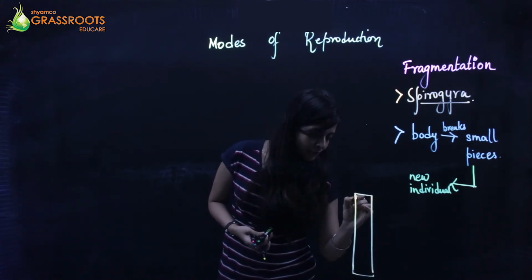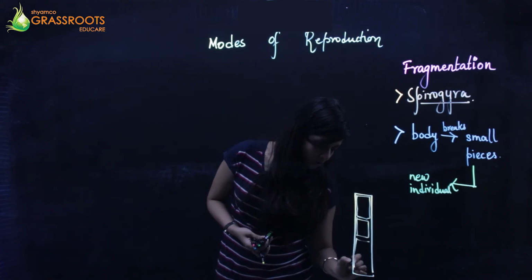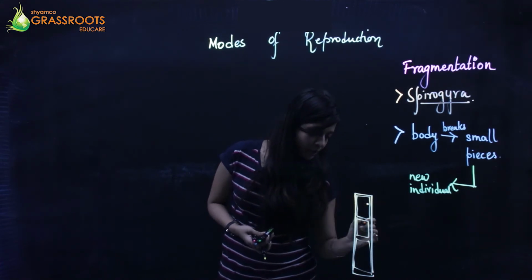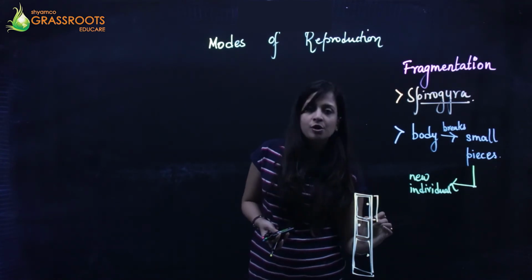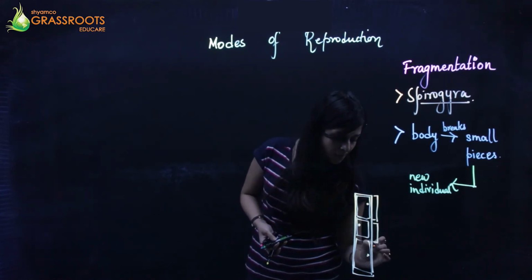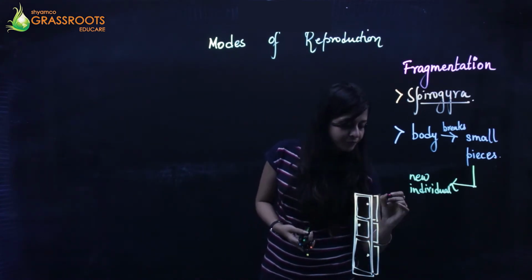They have a specific compartmentalized, body-like structure like this, each part having its own nucleus. Basically, this part will break, and this part will break. So they break into individual parts.